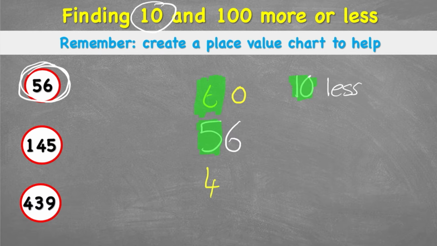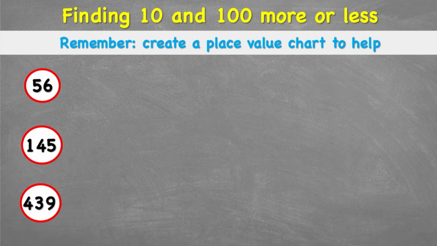So now that I have this 4, I can then look back into the 1s column and see that I have a 6. Bring that down because we're not changing anything in our 1s column, and my final answer is 46. So 10 less than 56 is 46. Okay, let's have a look at a bigger number. Let's have a look at example 2, 145.